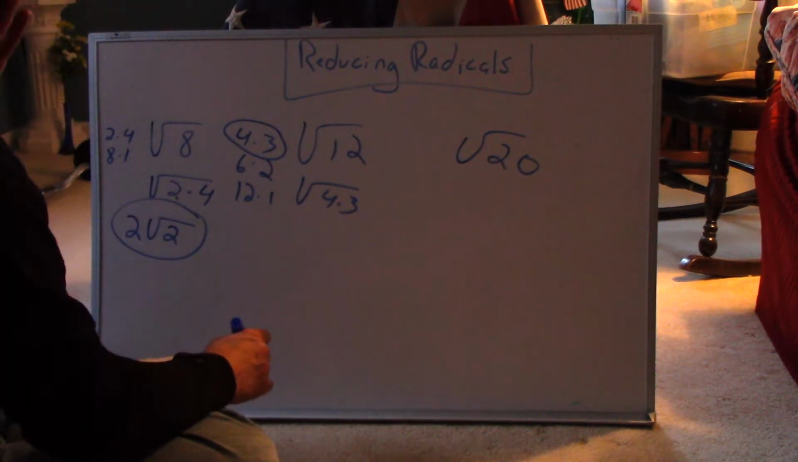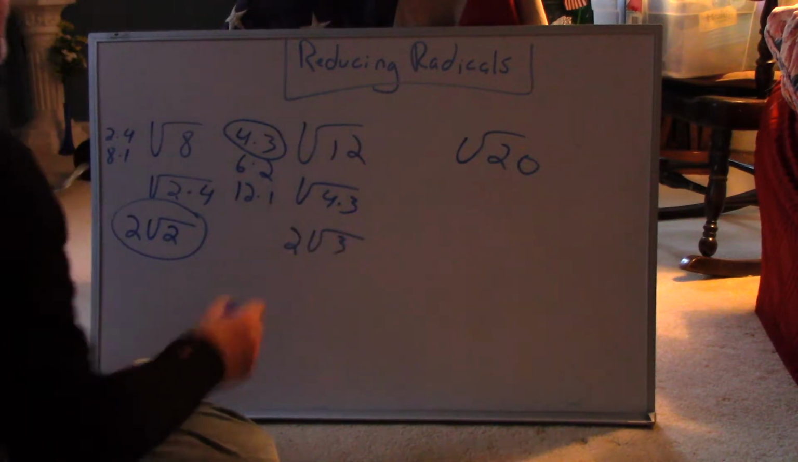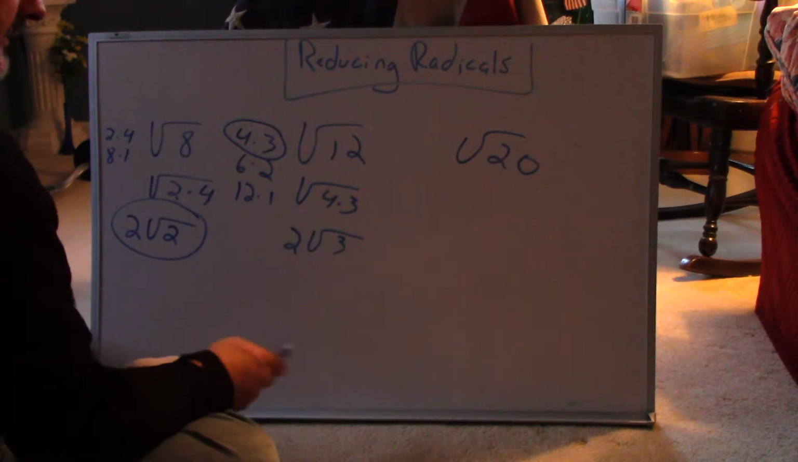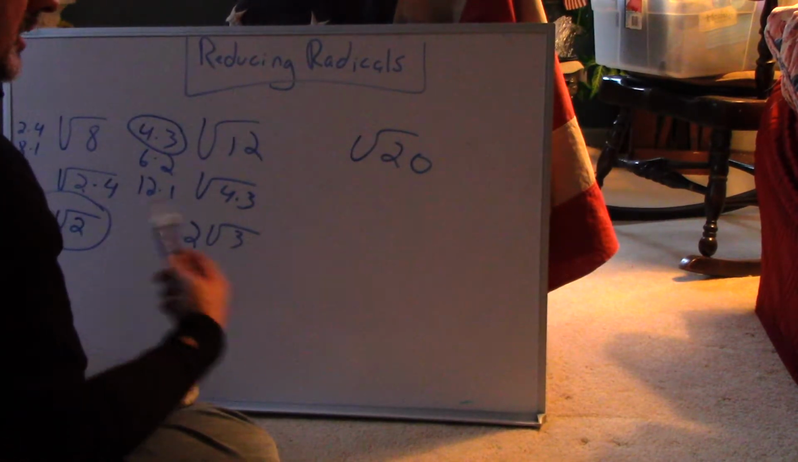It's right here. 4 and 3. The square root of 4 is 2. That goes outside with 3 left over. That's it. I can't do anything with the 3. It's not an even square root, so it stays. I'll do more complicated ones in a minute.